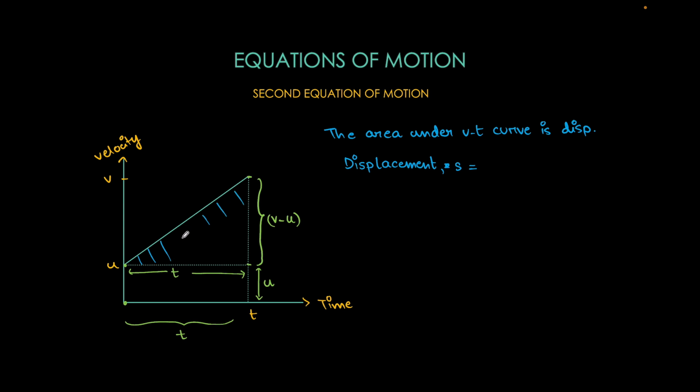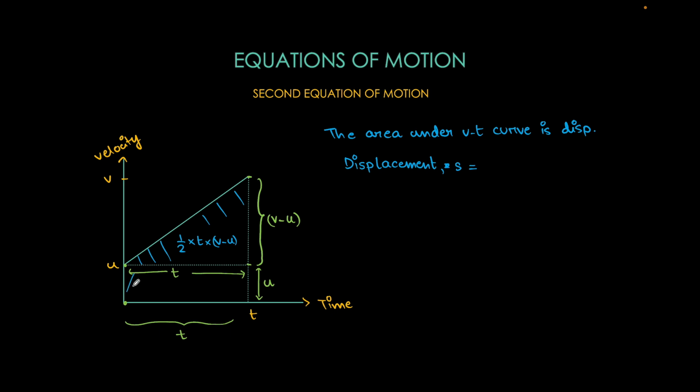So we know the area of a triangle is what? Half into base into height. In this case, what is the base? The base is t, right? And what is the height? The height is what? V minus u. Now I hope you are getting to understand why I have written all the sides, right?